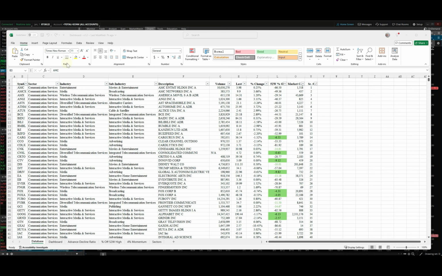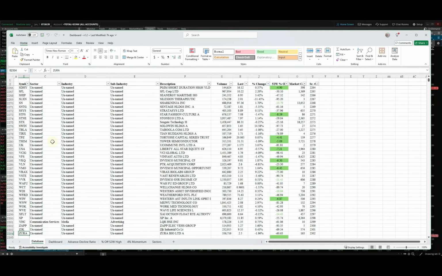I have created the breadth indicator, and this indicator I use for swing trading. And this is the database, and this whole indicator is basically based on this data. I have about 2,300 stocks, and I'm not using the whole universe of 5,000 or 8,000 stocks.